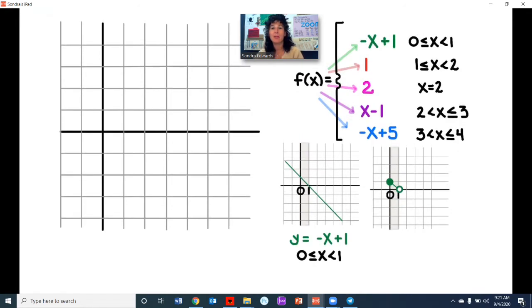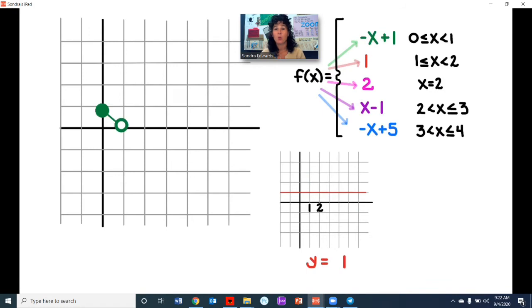Now that we have the piece of y equals negative x plus 1 from 0 to 1, let's transfer that to the main graph of f of x. Moving that on over. Here is the first piece of the graph of f of x. We just need to repeat this process for each one of these equations.